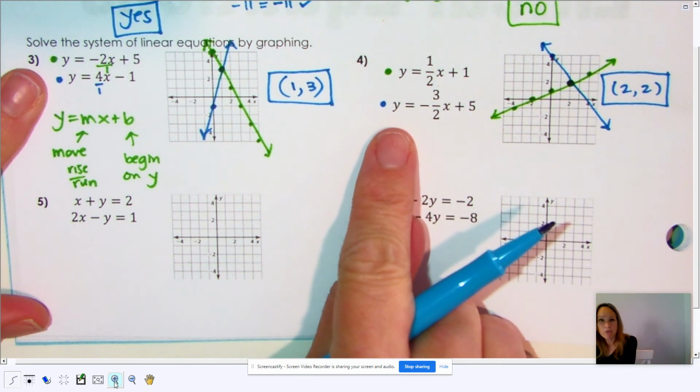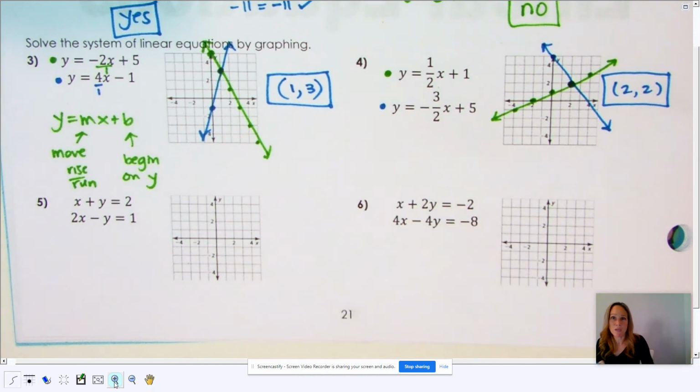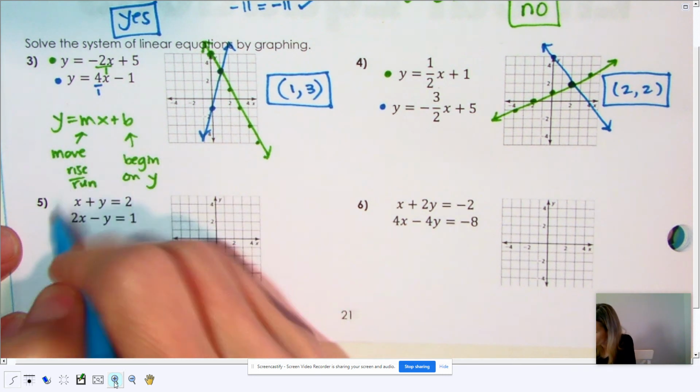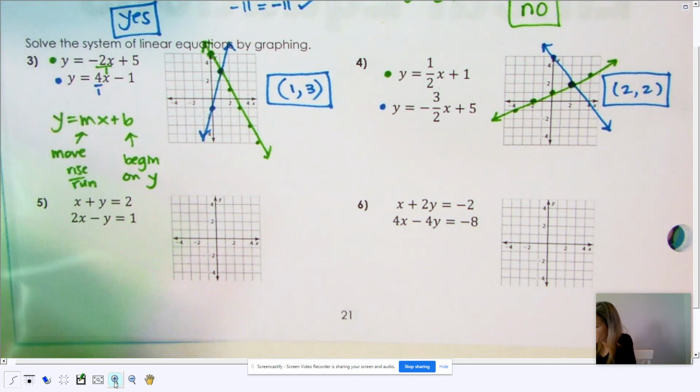So for 3 and 4, those were written in slope-intercept form, which makes graphing them super fast and easy. For question 5 and 6, these are written in standard form. So instead of being able to use the slope and y-intercept, we need to find the x and y-intercepts. So remember how in the warm-up we talked about the cover-up method?